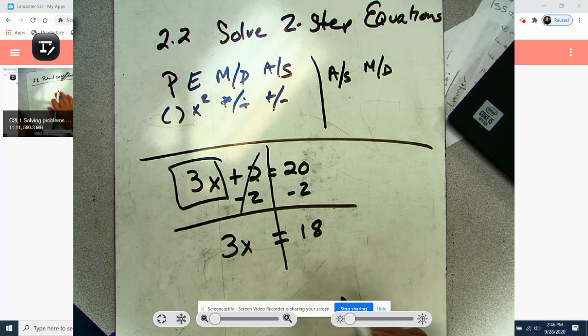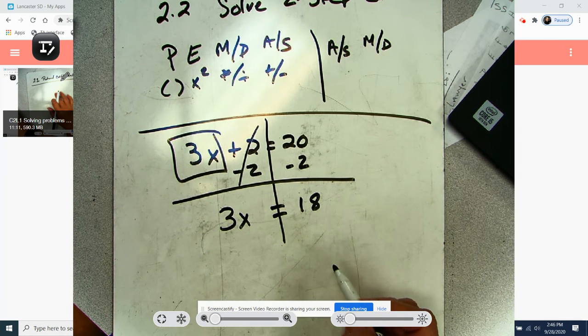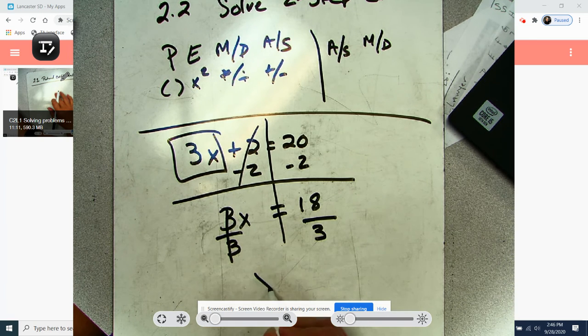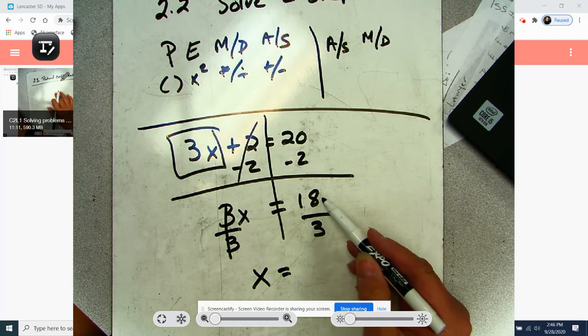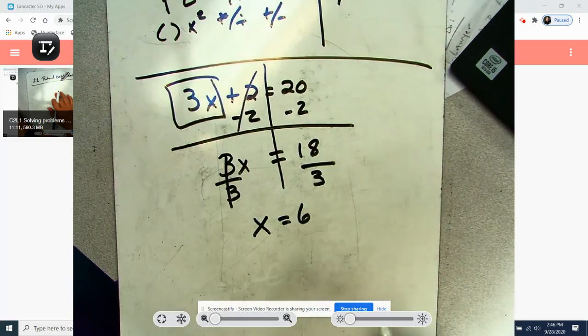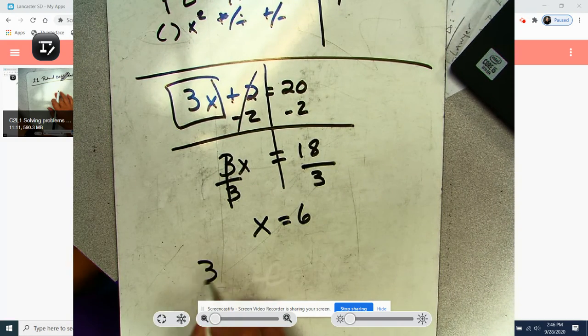Now you're going to remember those 9 little words that I told you. Divide by the number in front of the letter. So 3 is in front of x, it's multiplying. The opposite of multiplying is to divide. So 3 divided by 3 is 1, and 1 times x is x. You've got 18 divided by 3, which is 6. So x equals 6. How do we know it's right?